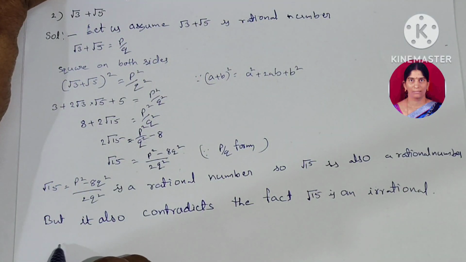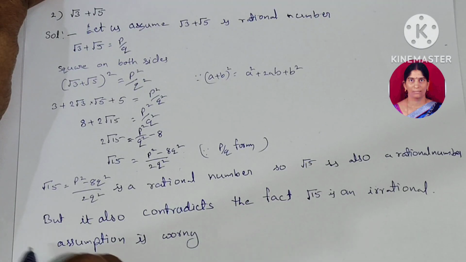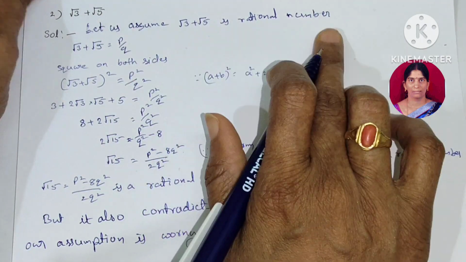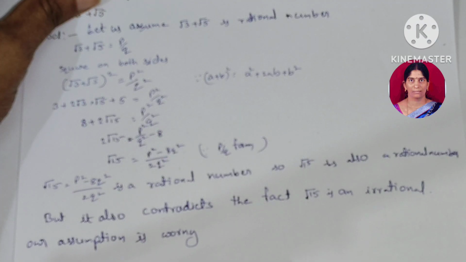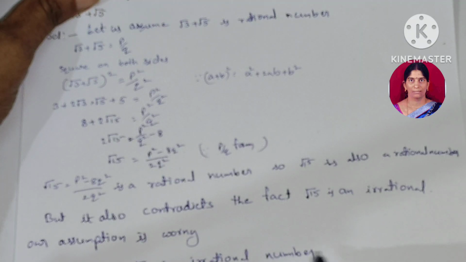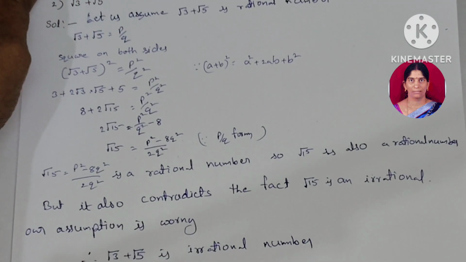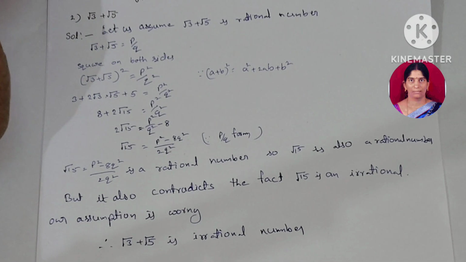So our assumption is wrong. What is our assumption? Root 3 plus root 5 is a rational number. So this assumption is wrong, therefore root 3 plus root 5 is an irrational number. This is the proof of the second one.